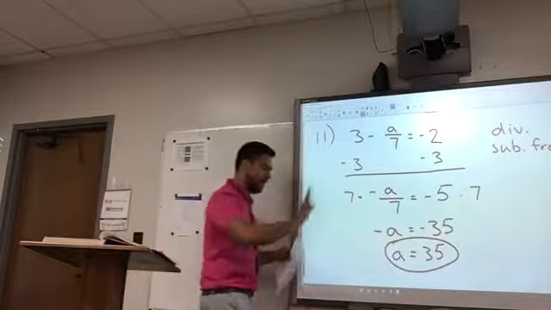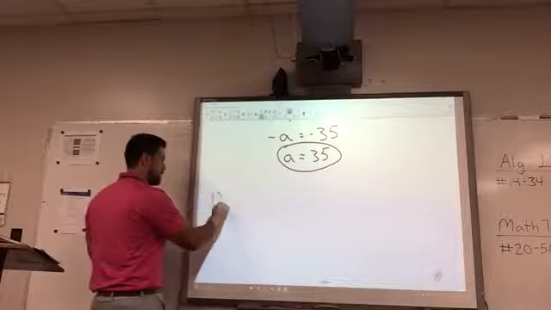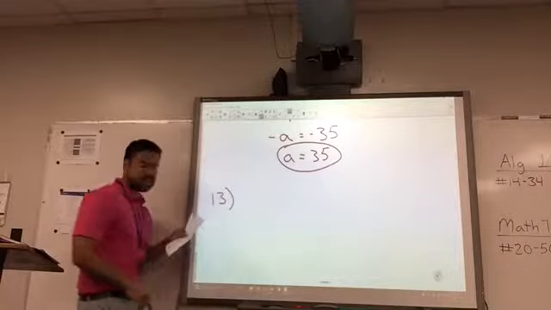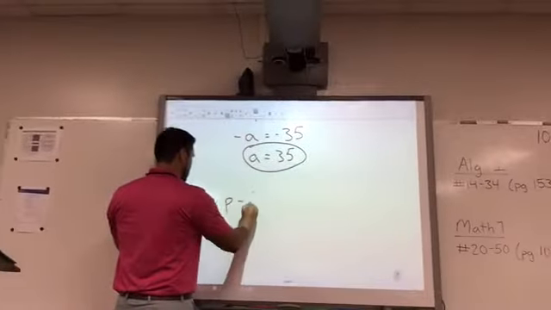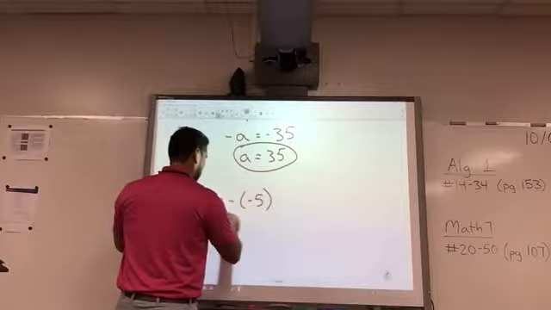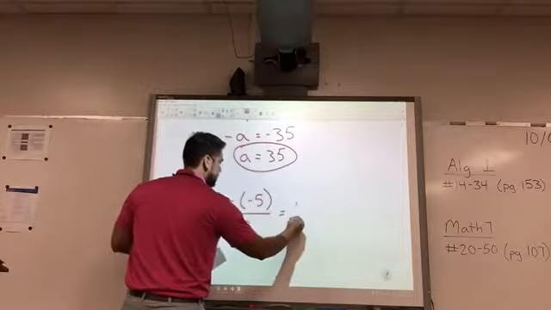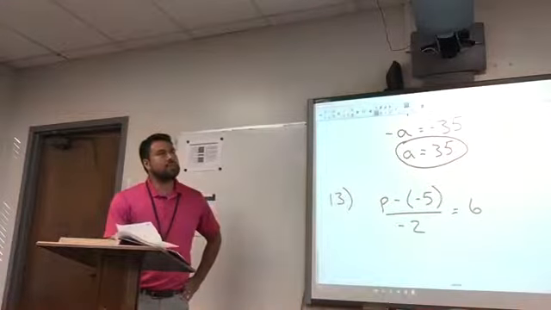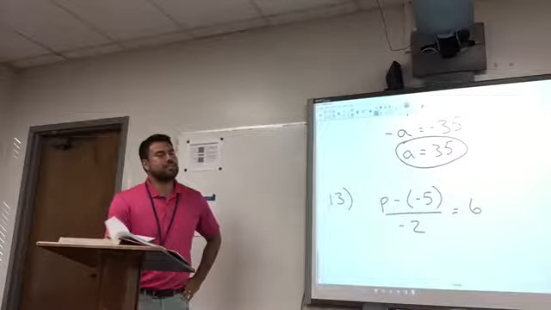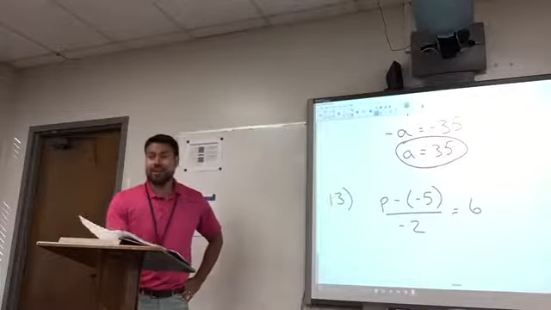Okay, and then last one, and then I'll let you work on the homework for the rest of the time. All right, number 13. On the same page, number 13. P minus negative 5 divided by negative 2 equals 6. What's happening to P? It's being subtracted with a negative.